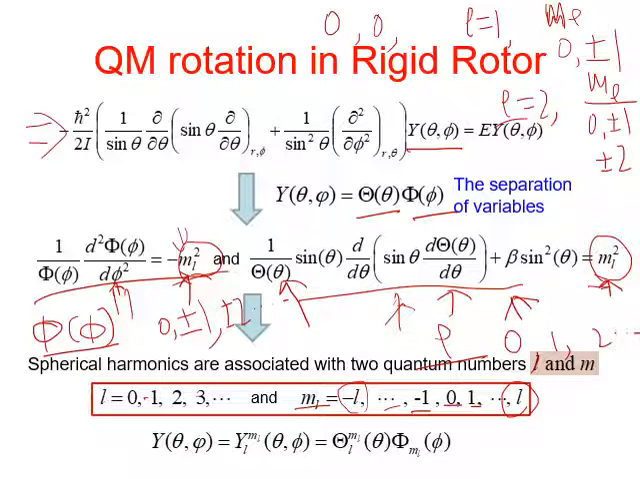And therefore, the total wave function is the product of two functions. One contains theta, one contains phi, and you have two quantum numbers, quantum number ml and quantum number l. We're going to see this in the next slides.